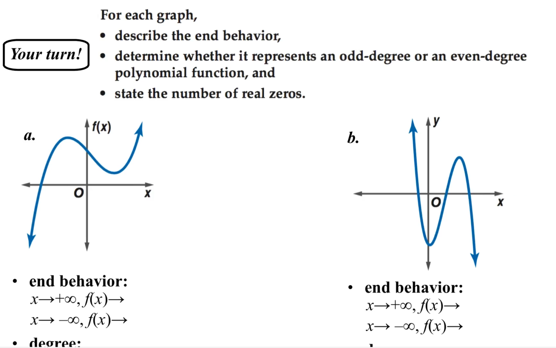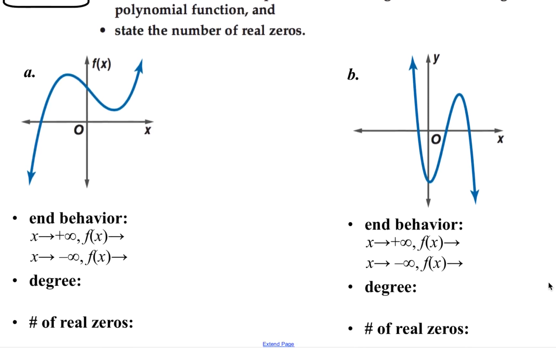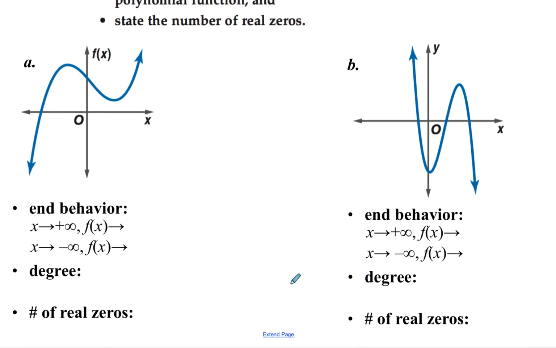Here are 2 examples for you to try. Go ahead and determine the end behavior, whether it's an odd or even degree polynomial, and how many real zeros it has. And bring those answers to class.